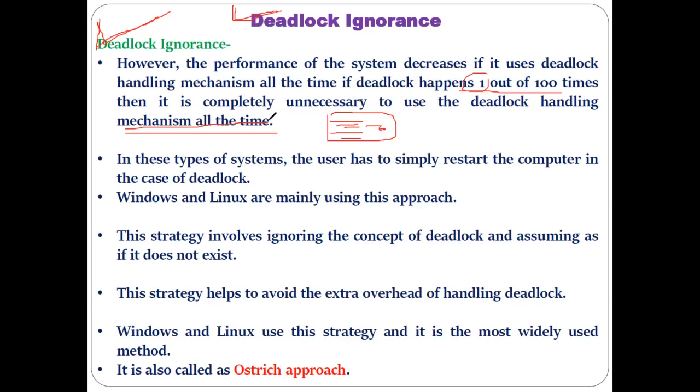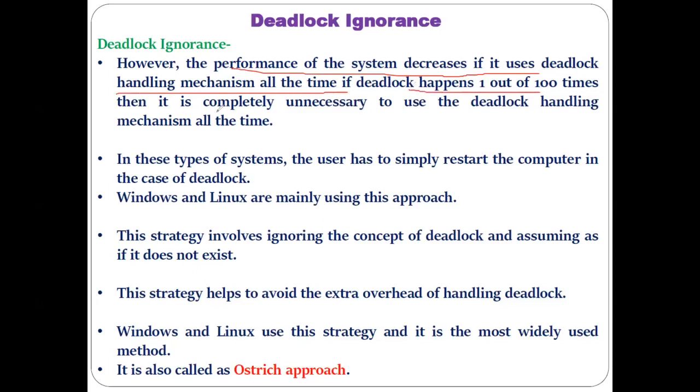Understood? Because that kind of hanging situation of computers comes in the life of our normal users very rarely. Just as mentioned here, one out of 100 times. And for that one out of 100 times, if you try to apply deadlock handling mechanisms like deadlock prevention and avoidance, by applying different algorithms, then what happens? Because of that, the performance of the system decreases. If we apply the deadlock mechanism all the time, when deadlock happens one out of 100 times, that is completely unnecessary.